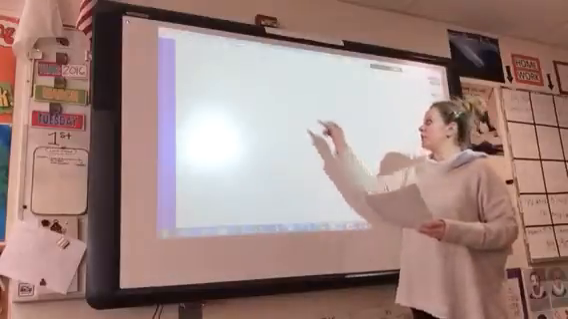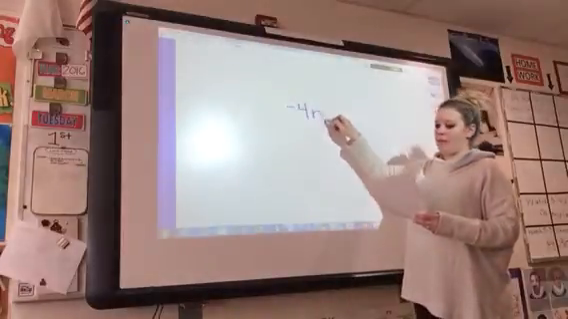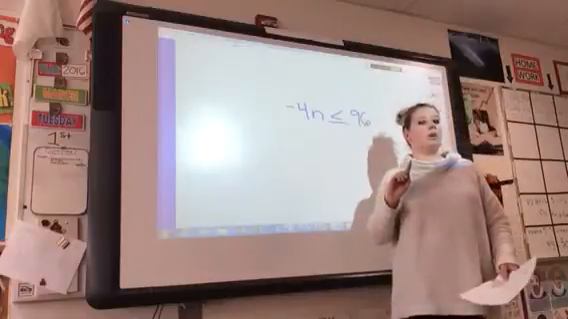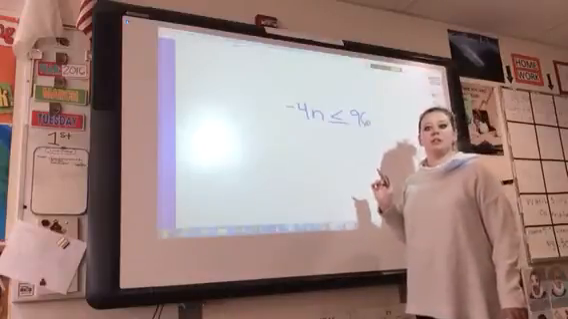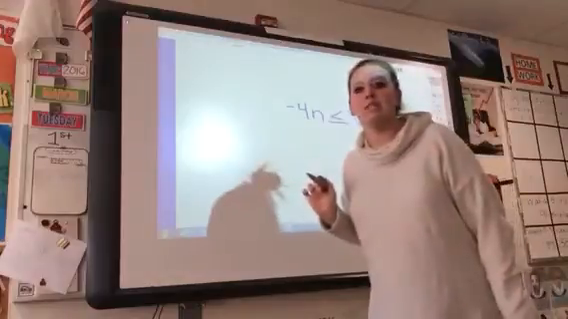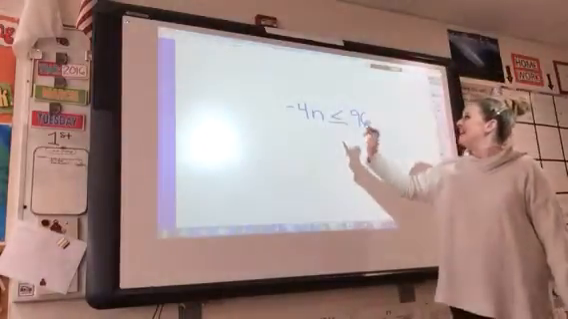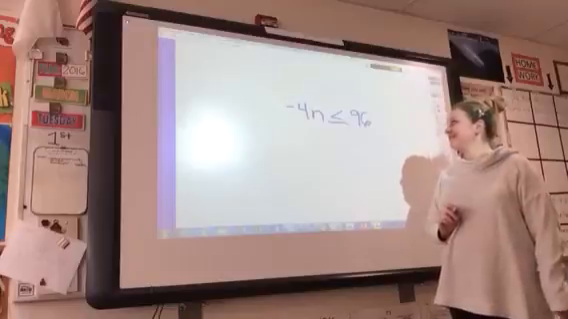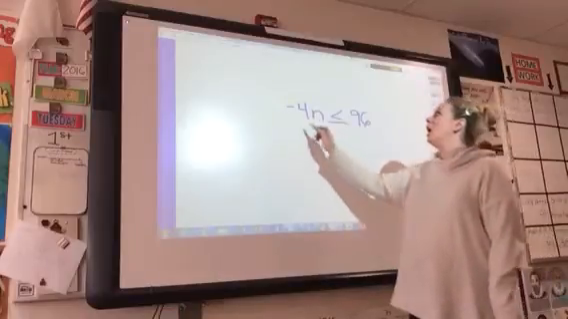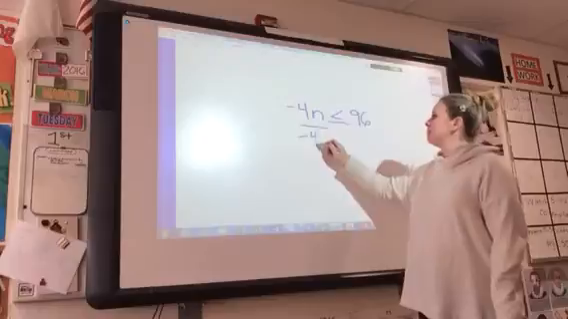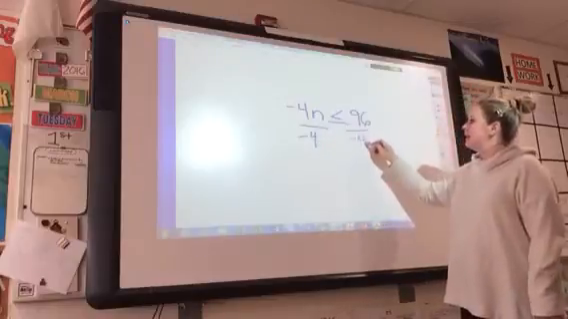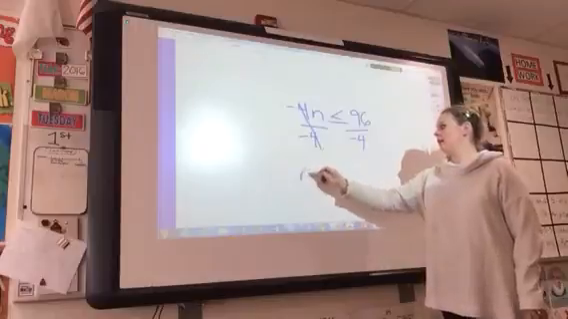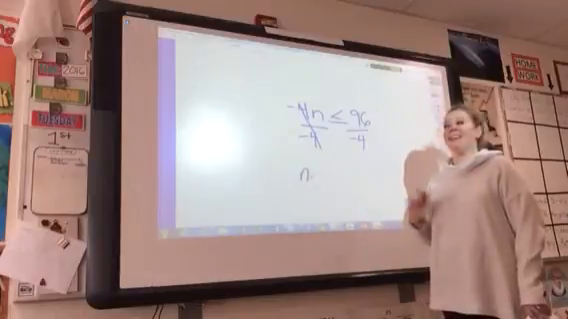Next one, also solving. So this one we're also solving. Okay. So how would I solve for n? You have to divide by negative 4. So I am dividing 96 by negative 4. And now you switch the side.